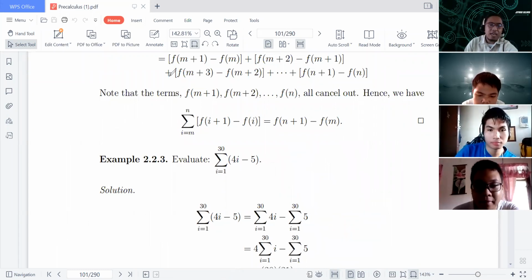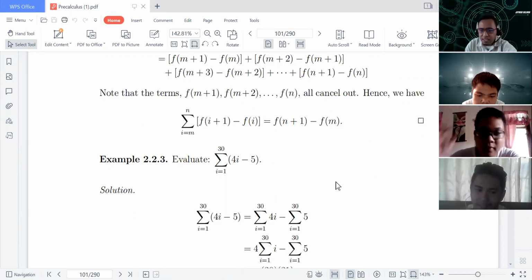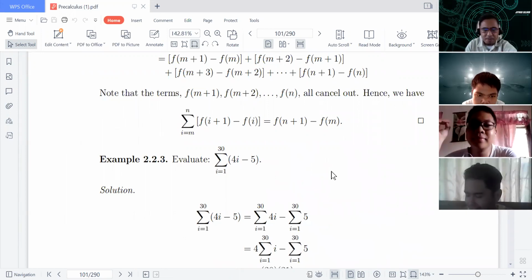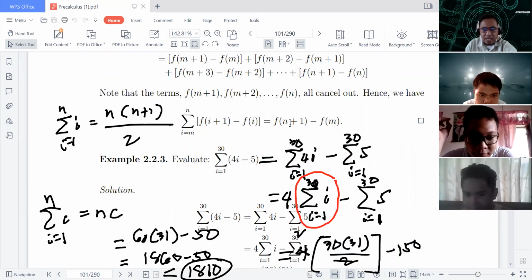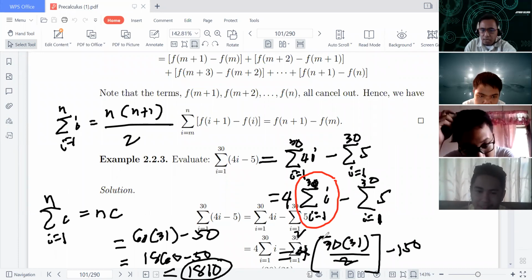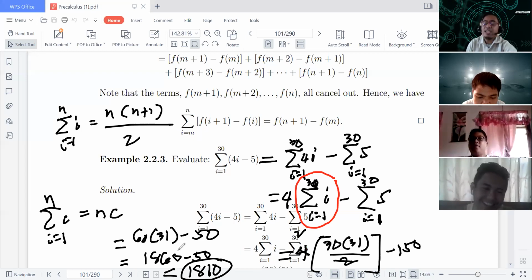Yes, Jumer. Any concern? In the last example, where does the 60 come from? The 60 is coming from here, Jumer. 4 divided by 2 is 2, right? 2 times 30 is 60, times 31. Okay, thank you, sir.